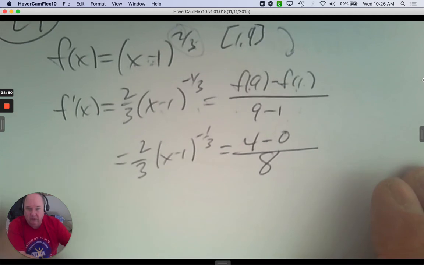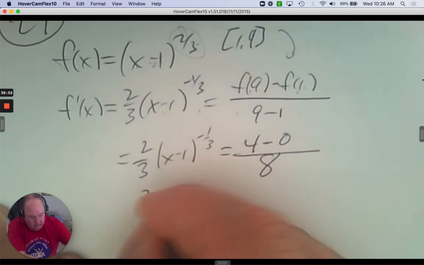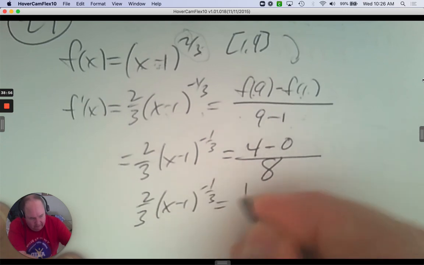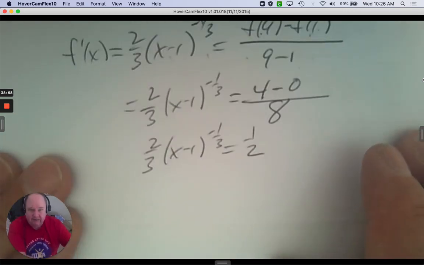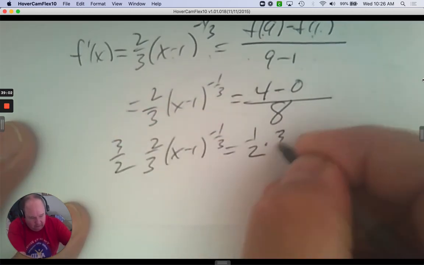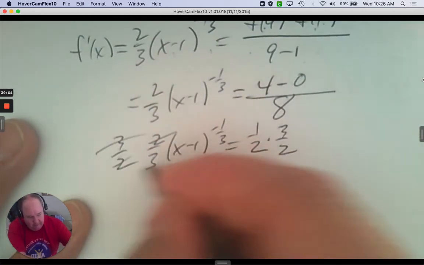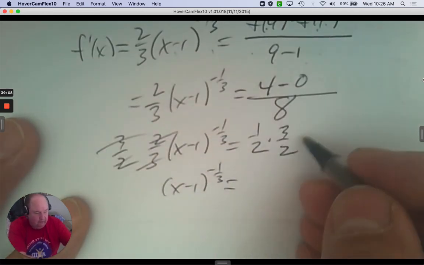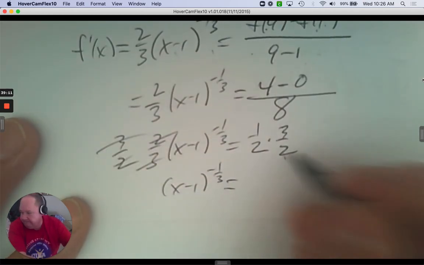And now we're going to solve this. On one side we have 2/3 (x minus 1) to the -1/3. On the other side we have 1/2. And I want to get x by itself. So I'm going to multiply by the reciprocal. They eliminate. This is 3/4.